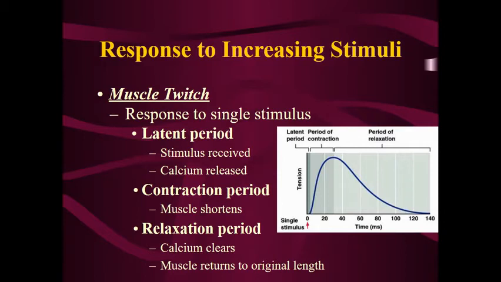And so one single stimulus is called a muscle twitch. And a muscle twitch actually has 3 different periods to it. The latent period is when the stimulus is first received, which stimulates the release of all this calcium. The second period is the contraction period, and that's when the muscle actually shortens. And then we've got the longer relaxation period, which is when the calcium clears from the area and the muscle returns to its original length.